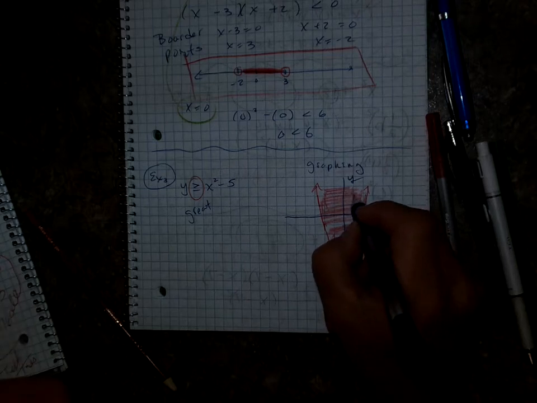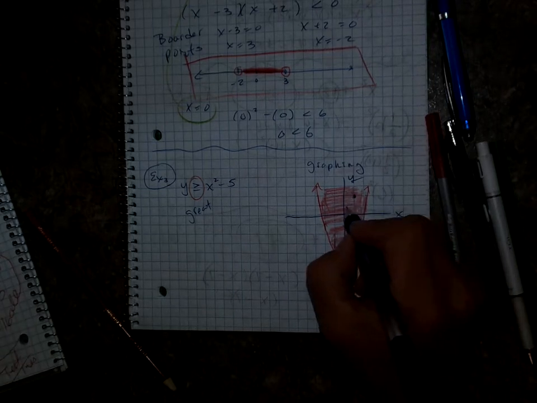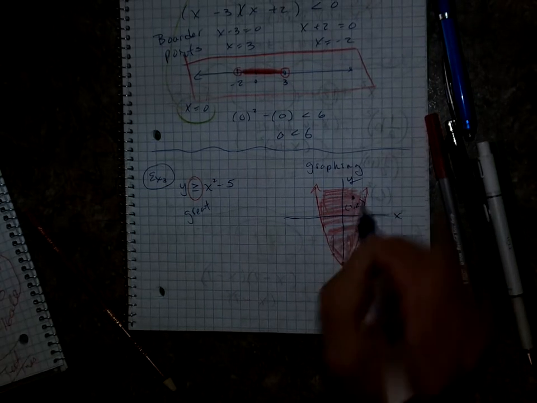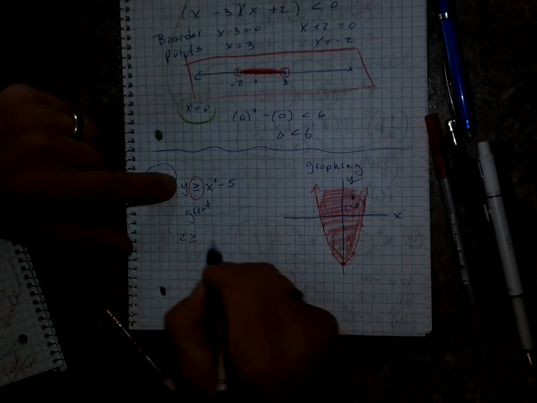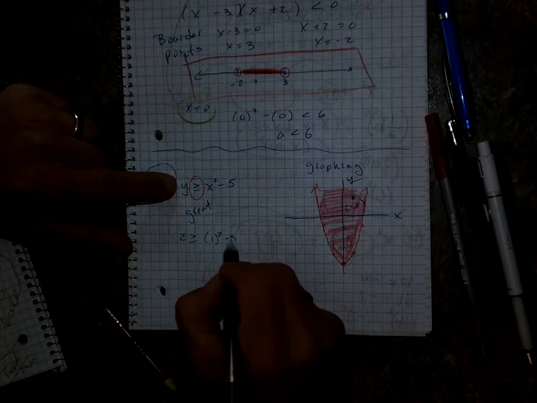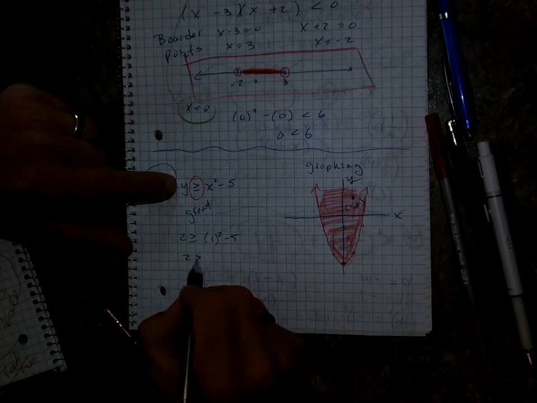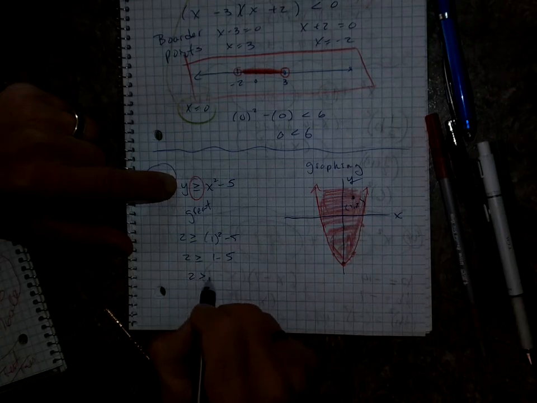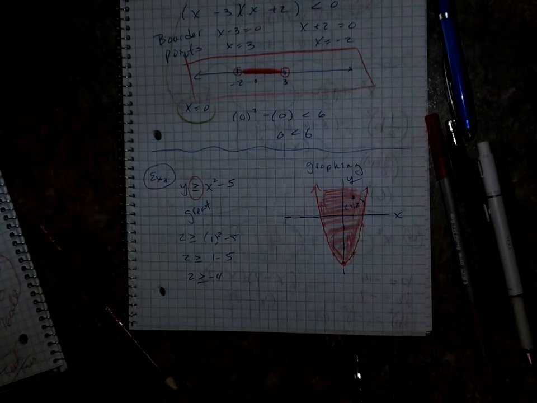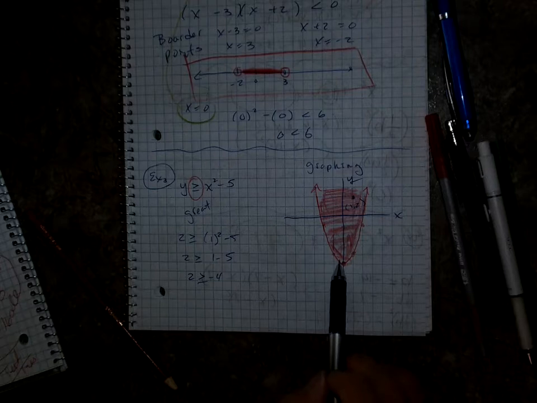Let's pick, for instance, this point right here, which is the point 1, 2, and if I were to plug that into my original, I'd have 2 is greater than or equal to 1 squared minus 5. 2 is greater than or equal to 1 minus 5. 2 is greater than negative 4. That's true. So any point within this region will work and give you a true statement.